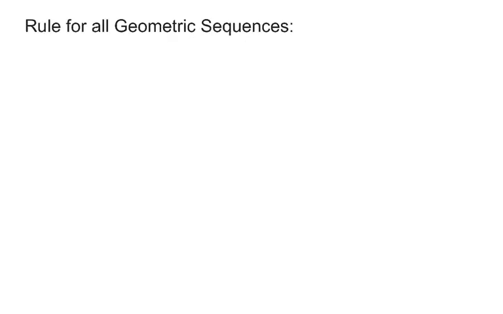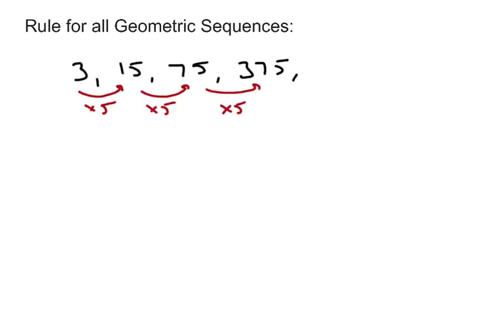So let's look at creating a rule for all geometric sequences, and let's start with that same sequence that we just dealt with. We said that as we go from one term to the next, we're multiplying by 5 every time. So if we wanted to find the fifth term, I would just multiply by 5 again. But what if I want to find, like, the 73rd term or something? Well, how we create this sequence is by starting with this first number, 3, and what we're going to do is multiply by 5 over and over and over again.